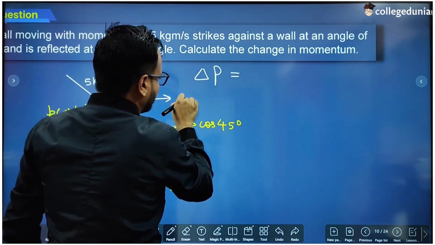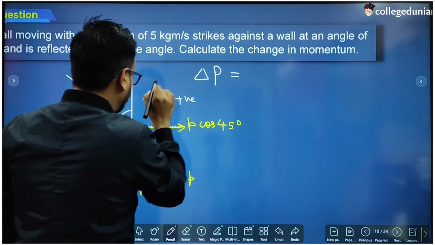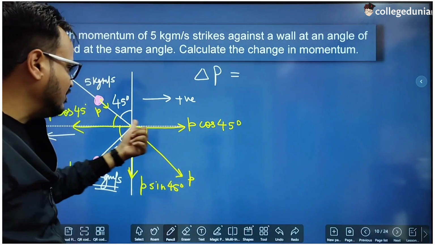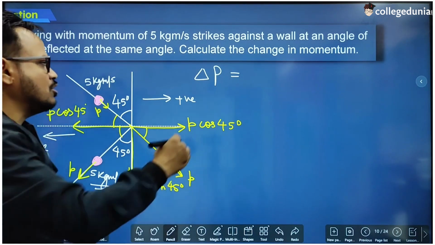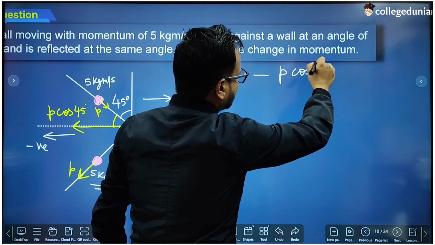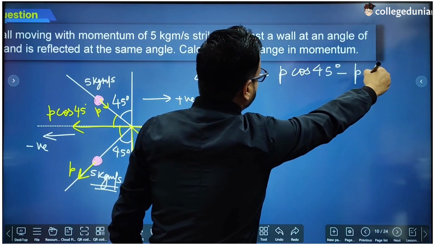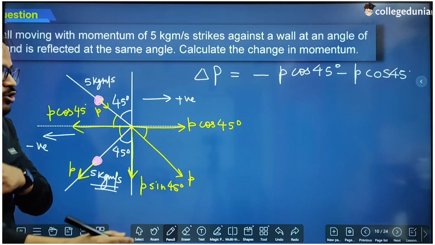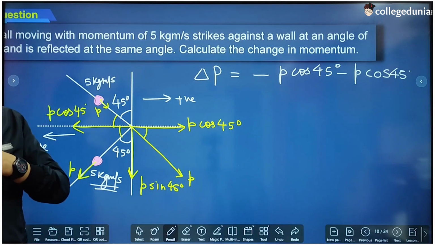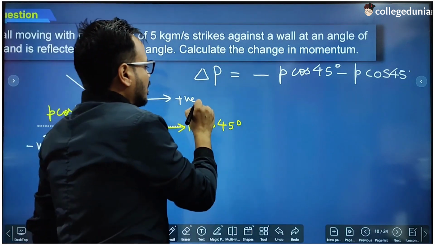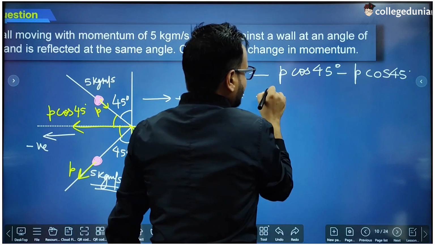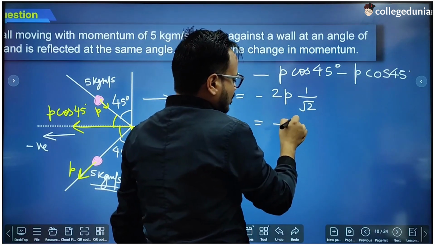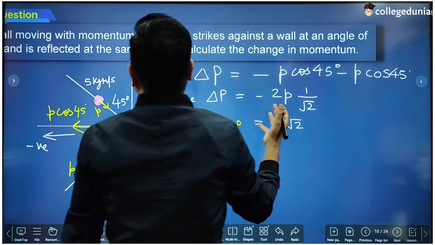Now let's take this direction as positive and this direction as negative. So this momentum is positive and this is negative, but this is the final momentum. So minus p cos 45 minus initial momentum, which is again p cos 45. It is minus 2 p cos 45, and cos 45 is 1 by root 2. 2 by root 2 is nothing but root 2. So it is minus root 2 into p, and the value of p is 5.